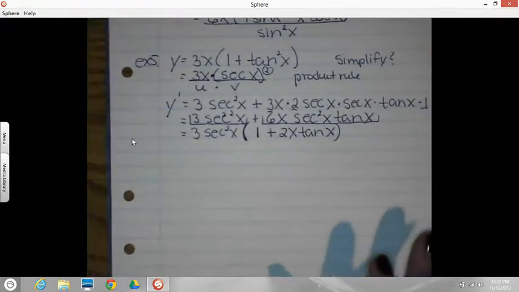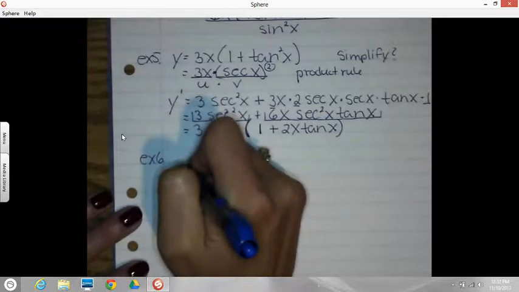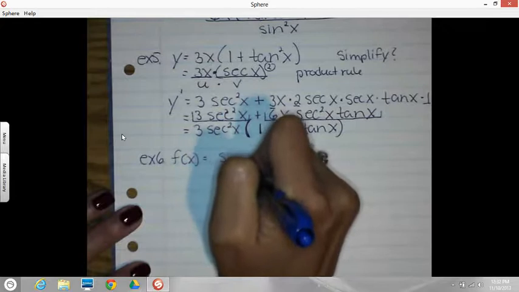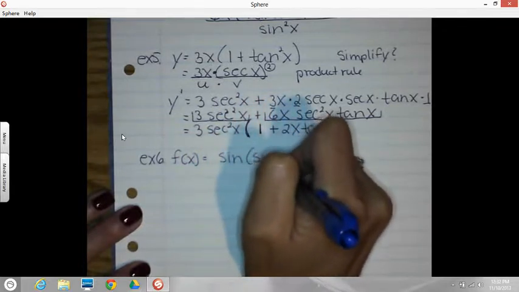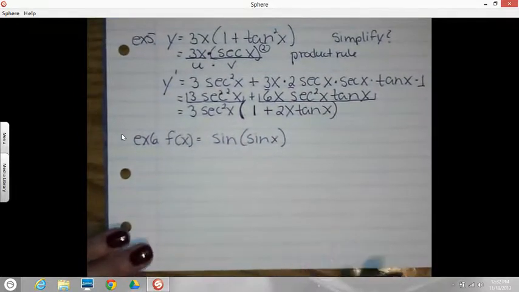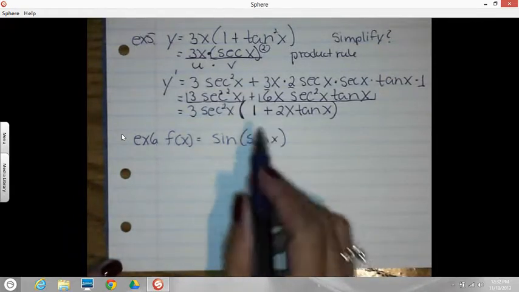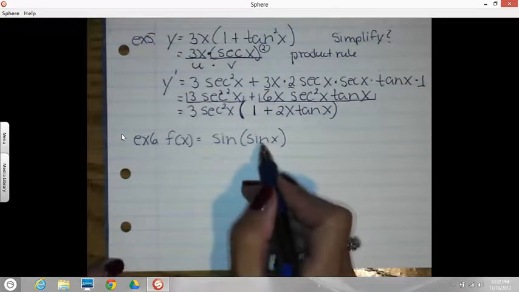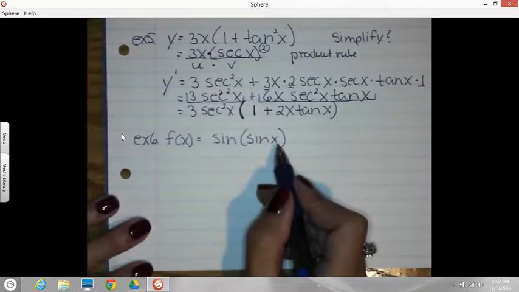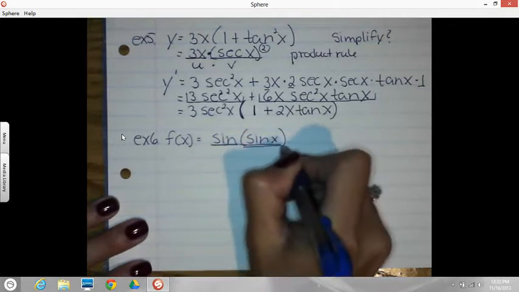Number 6. f of x equals the sine of sine x. Okay. The reason I'm doing this one is I don't want you to think this is a product rule. There is only one x term here. It's in the angle of this sine function. So this is truly just a trig function derivative, not a product rule. So it's the sine of this angle. So my outside function is the sine, my inside function is the angle.